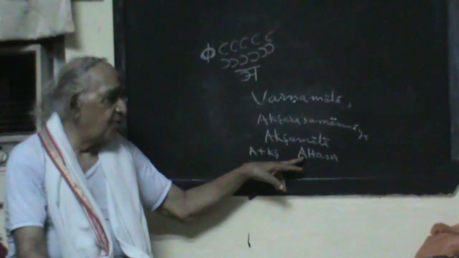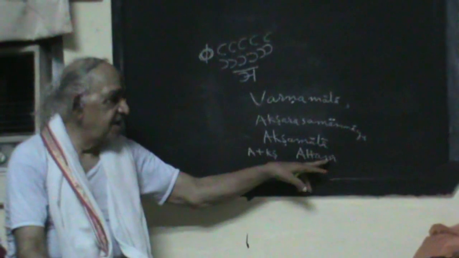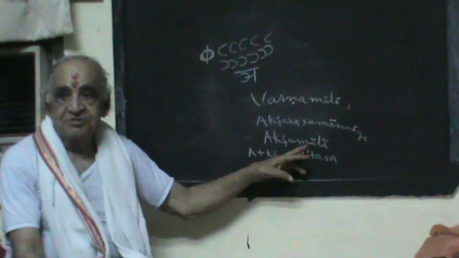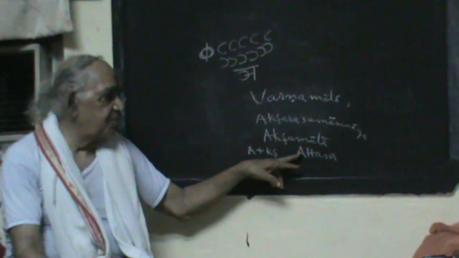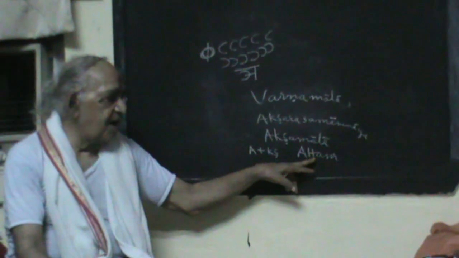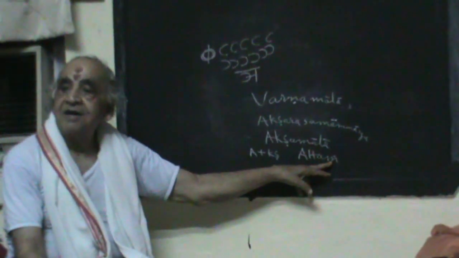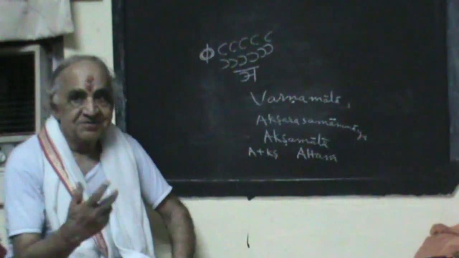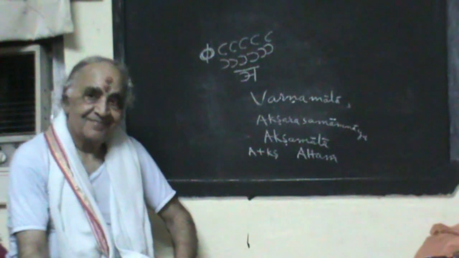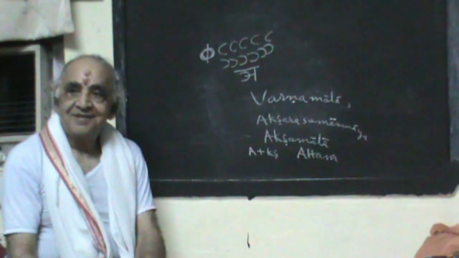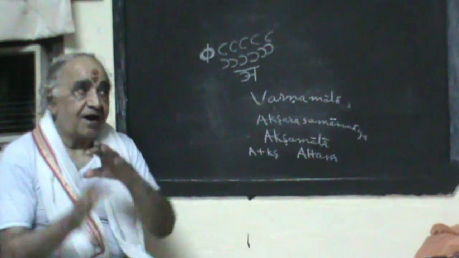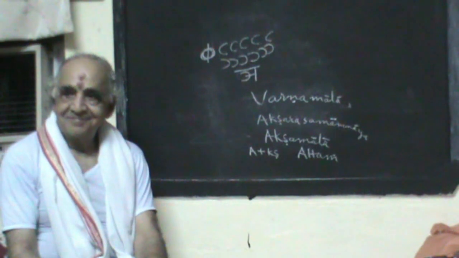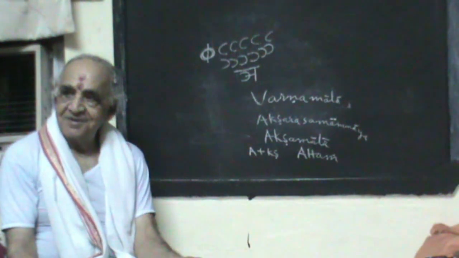So, A, vowel, Ha consonant, and M, nasal. All letters are produced from these three. All vowels come from A, consonants come from Ha, and nasal comes from Ma. It is coming, you will see. So he abbreviated. And Aham means I, and he said Aham means whole world. There's A to Z. Everything comes from A to Z.